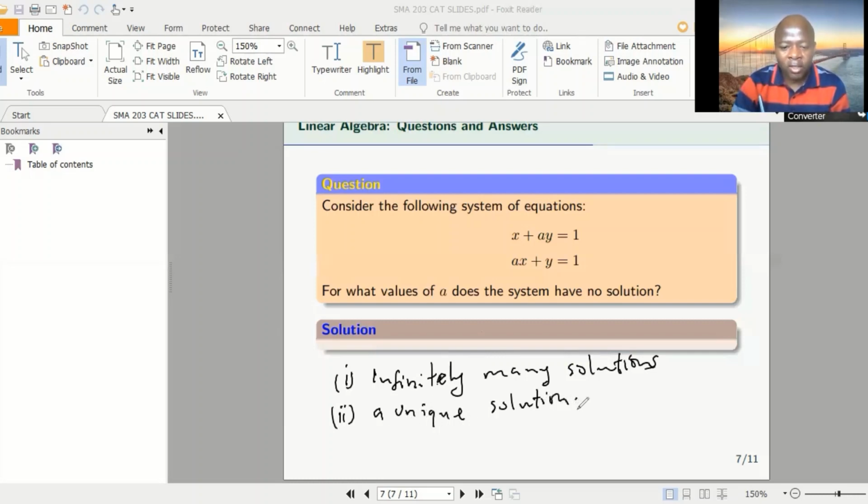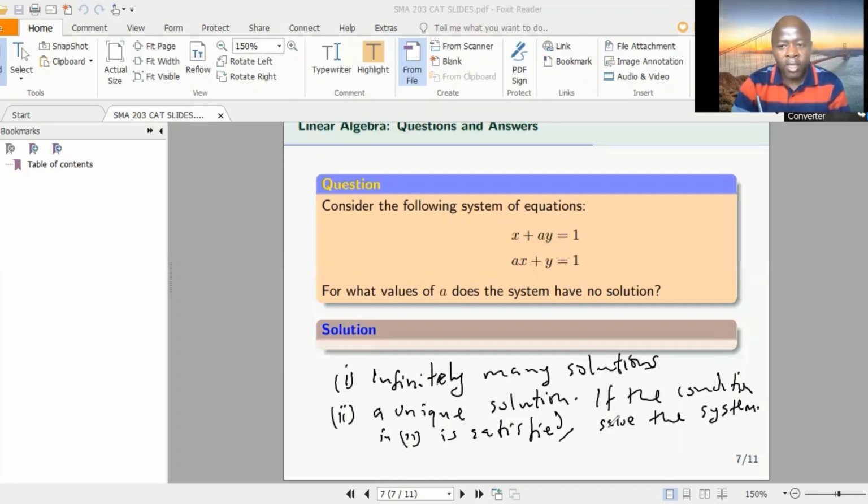And if this condition in Roman 2 is satisfied, solve the system. So what this question means is this: find the value of A if this system was to have a unique solution. And after finding that value of A, now solve this. You replace this A with the value you've obtained and solve this to find the value of X and Y.